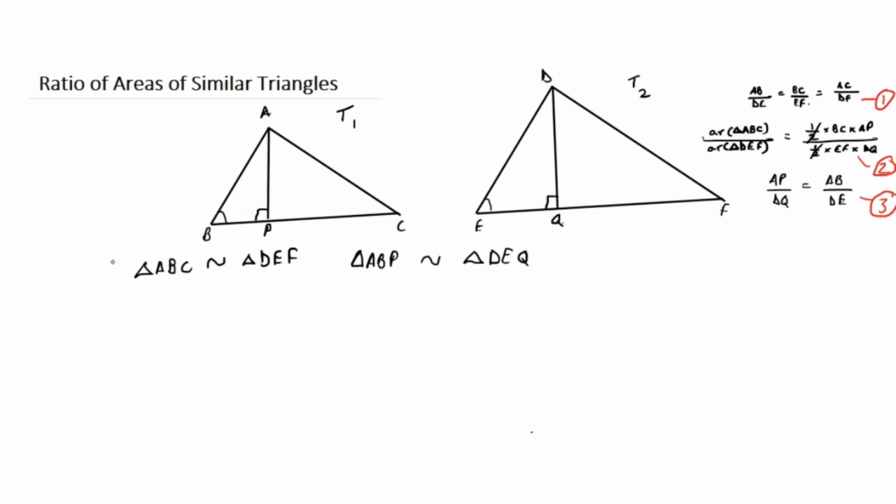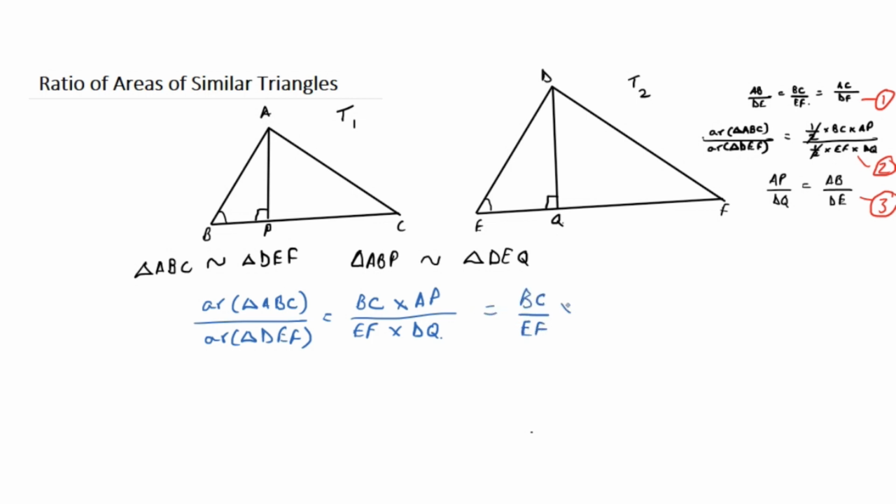Now let me bring down equation number 2 again here. So we had in equation number 2 that area of triangle ABC over area of triangle DEF is equal to BC times AP over EF times DQ. This can also be written as BC over EF times AP over DQ. It won't make any difference if we write it like this.